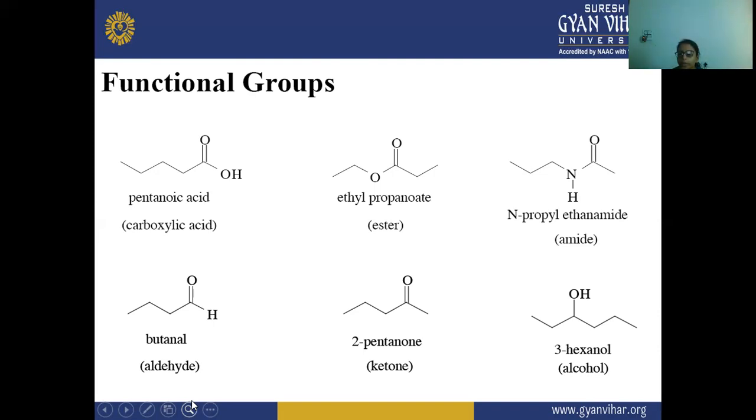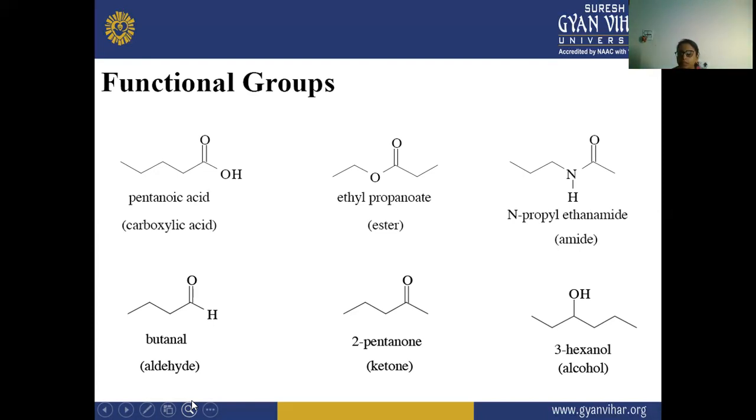Its name is 2-pentanol. Ketone. Next is hexanol. The hexanol has the alcohol group attached to it, and its suffix is -ol. So we will apply this -ol to the name as it has the alcohol.